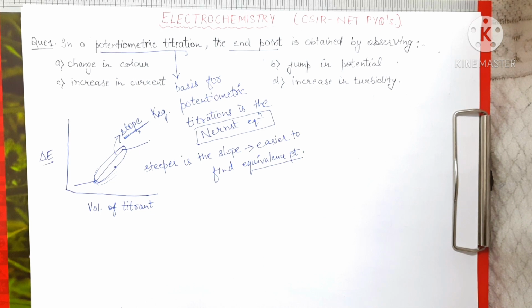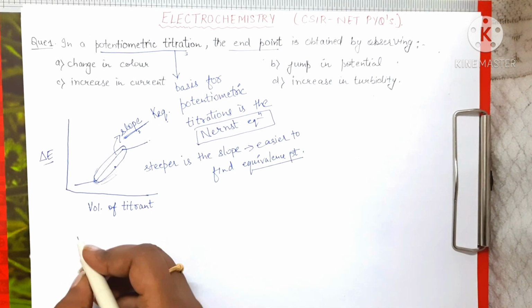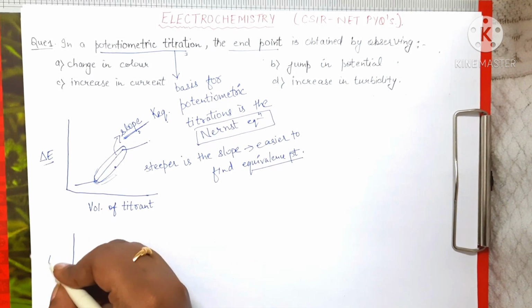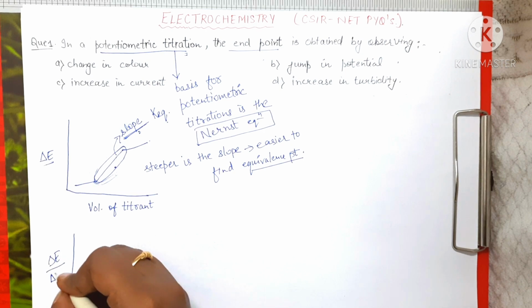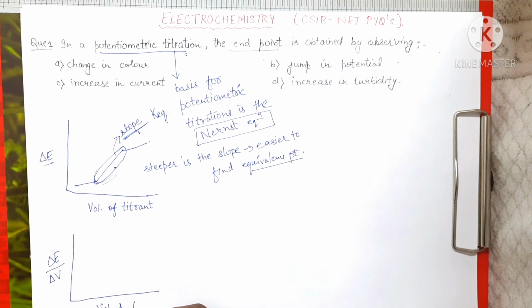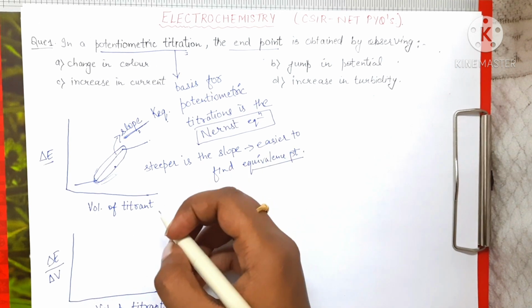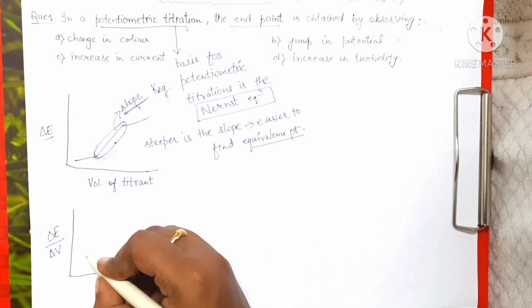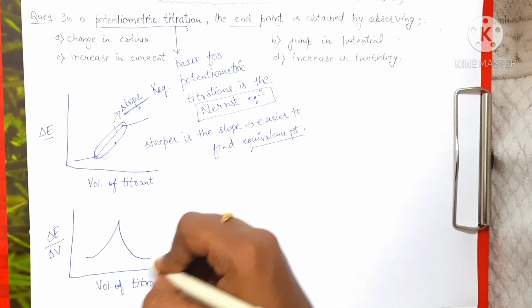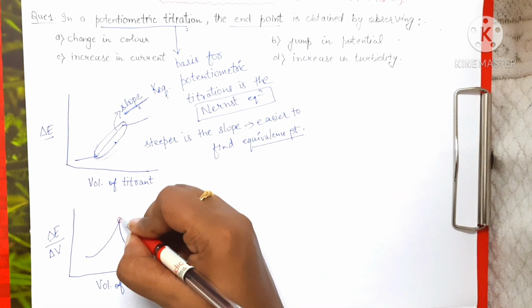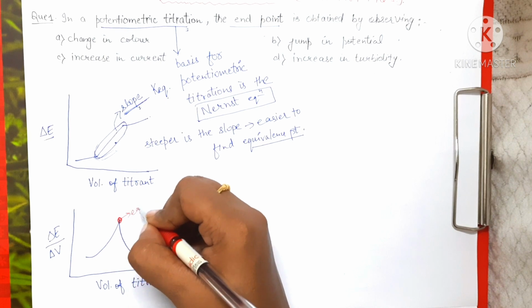So suppose this slope is not steep enough so that we could find the equivalence point with accuracy, then what we are going to do is we'll simply plot another graph where we'll take del E by del V versus volume of titrant, and then we are going to get a graph like this. Now in this graph, this point is going to give us the equivalence point.